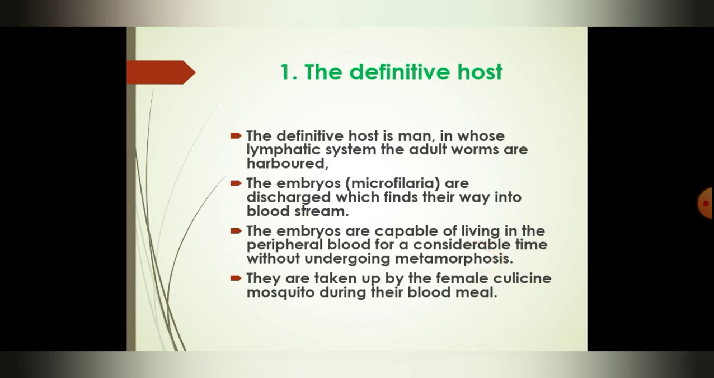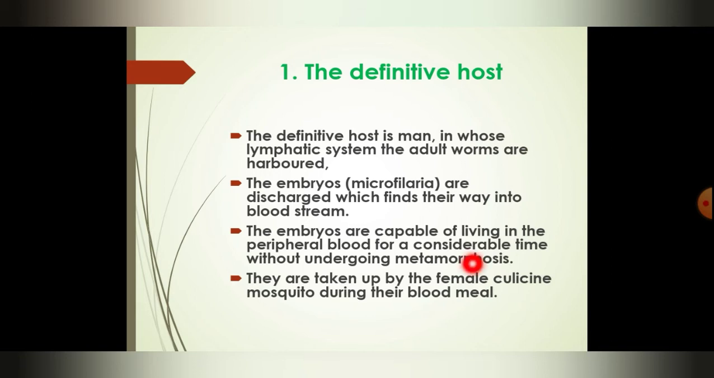What is metamorphosis? Changes into different forms, like an egg transforming into a first instar larva, then a second instar, then a third instar larva, and finally an adult. These changes in the life cycle cannot be seen here; instead it will be there for a long time in the form of a microfilaria.